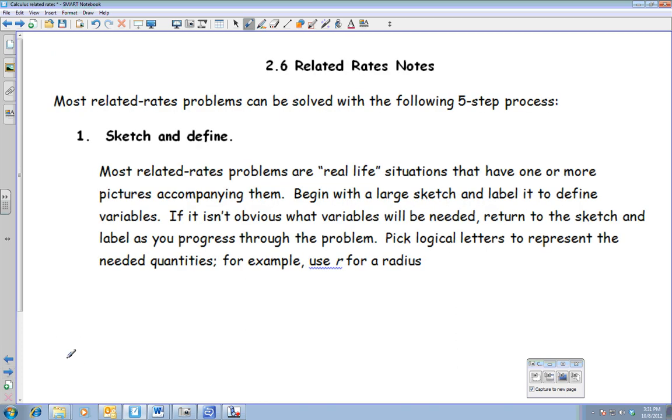Now I want you to look at your notes that I gave you. Most related rates problems can be solved with the following 5-step process. So the very first thing we're going to do every time is sketch a picture of it. A lot of times we'll be sketching a triangle, sometimes it'll be a circle, but you always have to sketch a picture. Okay? When you sketch a picture, you want to label it, and we're going to pick logical letters to represent what we're looking for. So for example, if we're finding the radius, use an R for radius and not an X. So I want you to highlight or underline that first step, sketch and define.